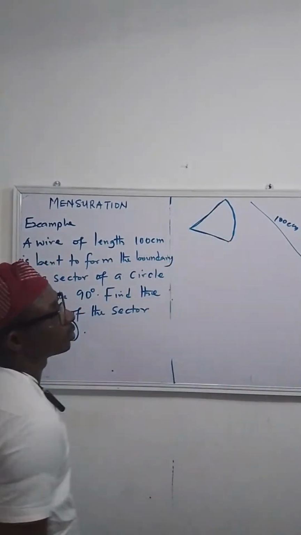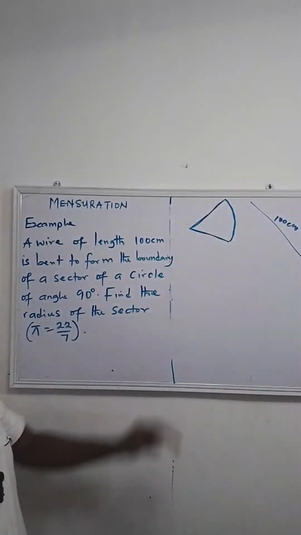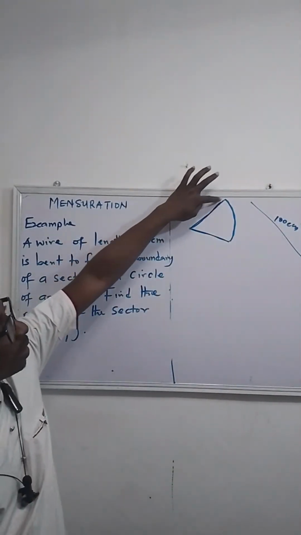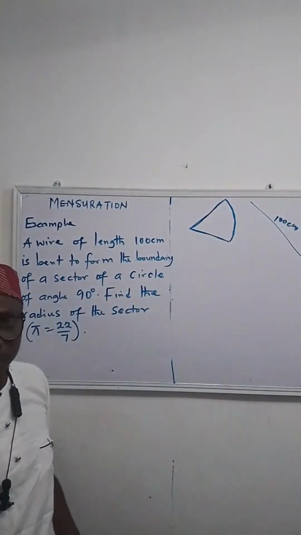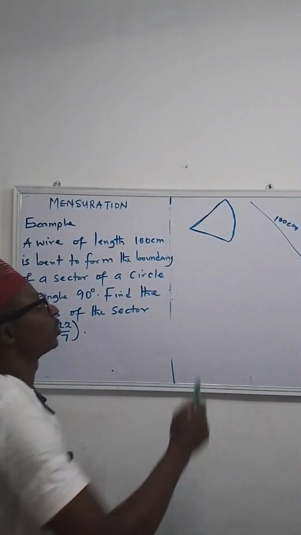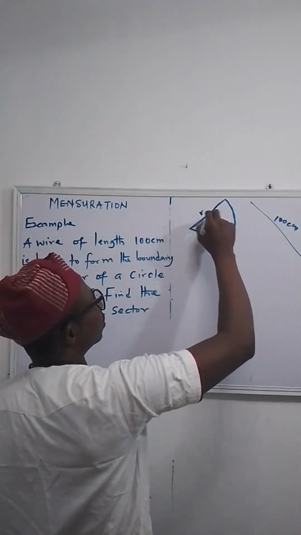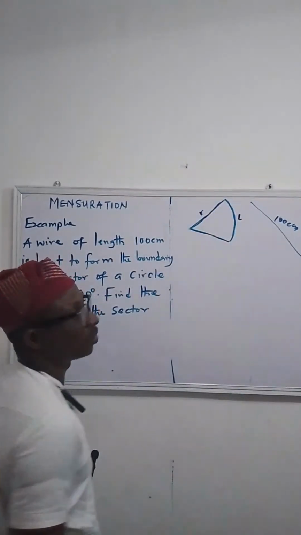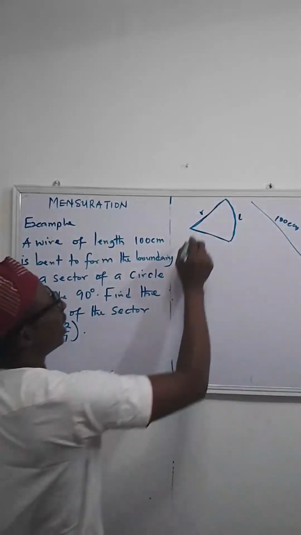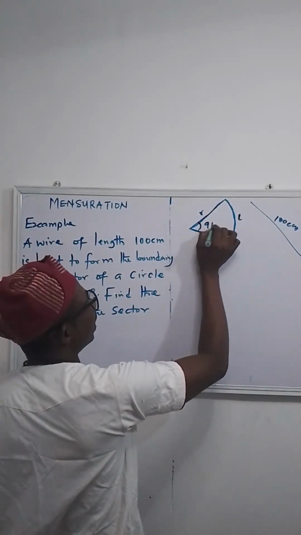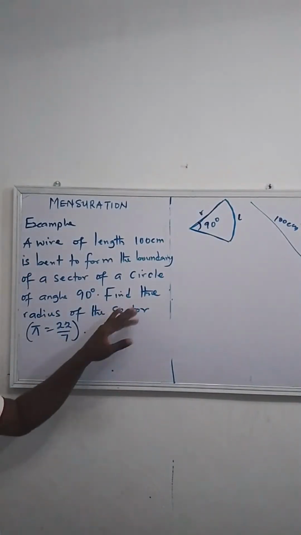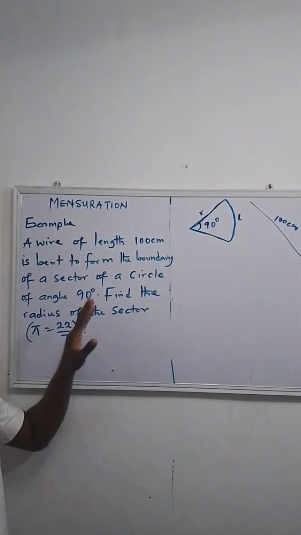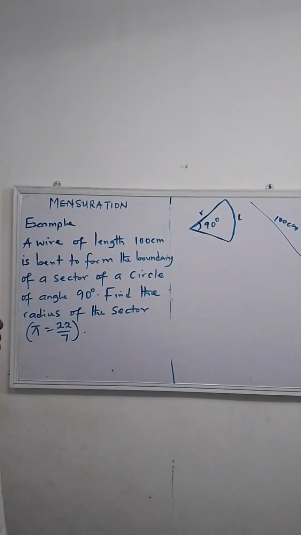Okay, so do you know the meaning of that? It means that the perimeter of this sector is 100 centimeters. That's the meaning. So this is the radius and this is the length of the arc, but the angle is given to be 90 degrees. Now the question says find the radius of the sector.